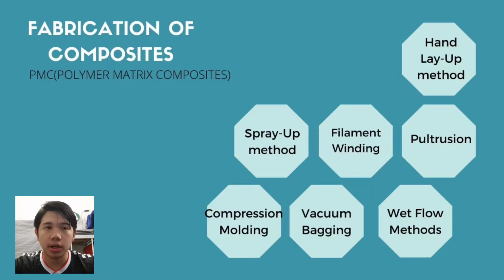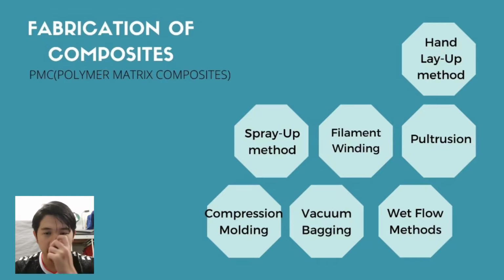Assalamualaikum, my name is Sharil, and today I want to present my part, which is fabrication of composites. And this is the composites of polymer matrix composites. Polymer matrix composite is composed of a matrix from thermoset or thermoplastic, embedded with glass, carbon, steel, and Kevlar fibers. So today I will present to you about the methods of how to fabricate a polymer matrix composite.